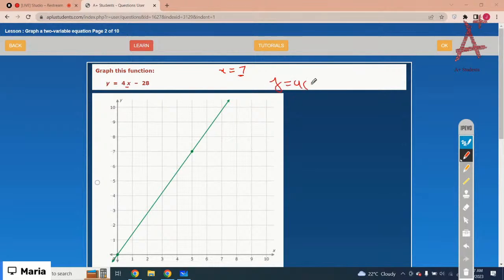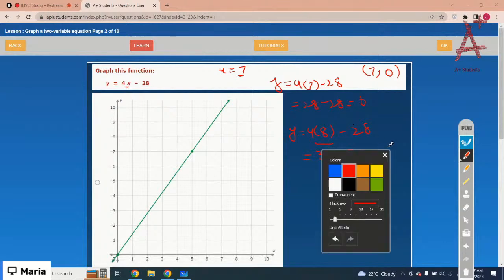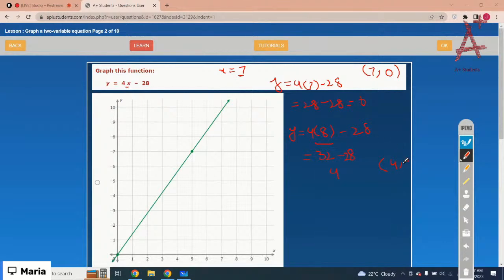So it will be y equals 4 times 7 minus 28. 4 times 7 is 28, so 28 minus 28 equals 0. That means when x is 7, y is 0. Now I'm going to put x equals 8. 8 times 4 is 32, and 32 minus 28 equals 4. That means when x is 8, y is 4.